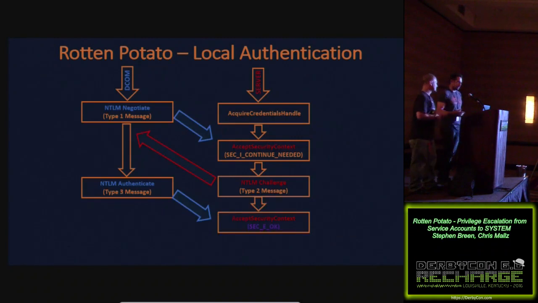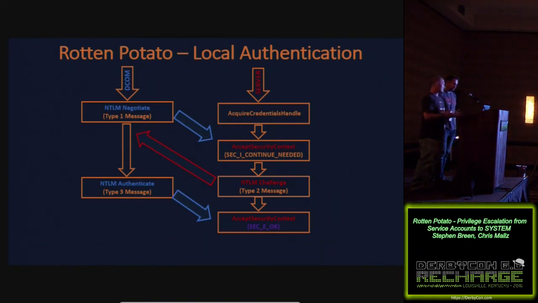Everything on the left you see, that's the NT authority system, a super high privilege account on the Windows box trying to authenticate to us. We're just relaying all the authentication information to Windows API calls, acquire credentials handle, then accept security context a couple times, and that's how you locally negotiate the NTLM handshake. And we have to call accept security context again. That's just the same call.